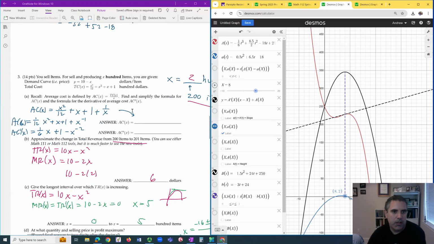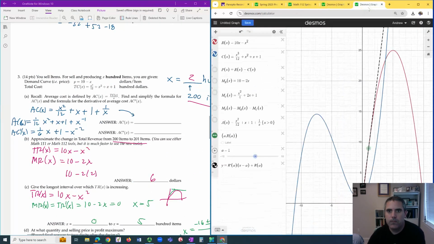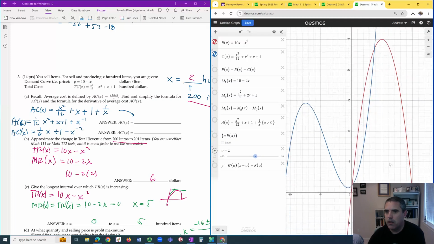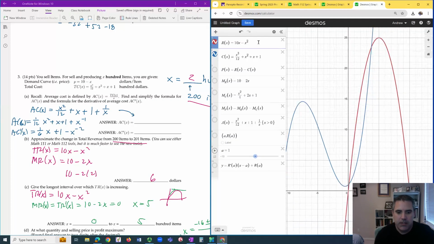Okay? And then we got a business example. Let's take a look at that. So here we go. Revenue and cost. They actually only make sense for greater than or equal to 0. So let's add that stipulation.